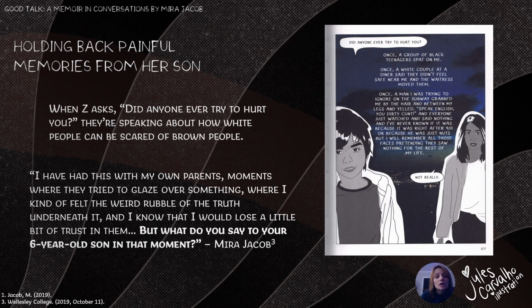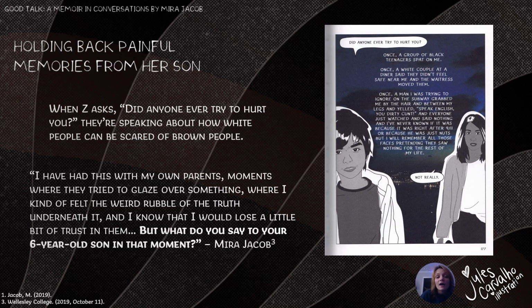In this page, Jacob creates a gulf of negative space between her son's question about white people's fear of brown people. He asks, did anyone ever try to hurt you? And her answer, which is not really. She fills that negative space with white text that tells the truth that she didn't really feel like she could say to her son because he was too young.